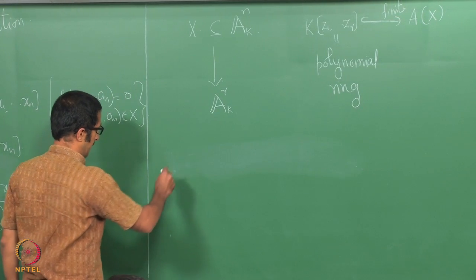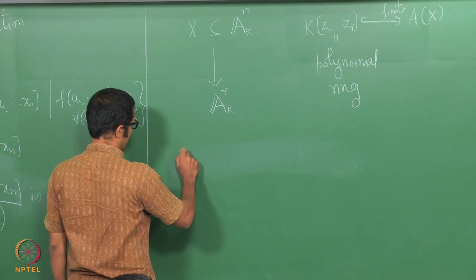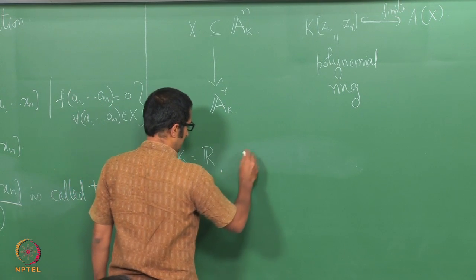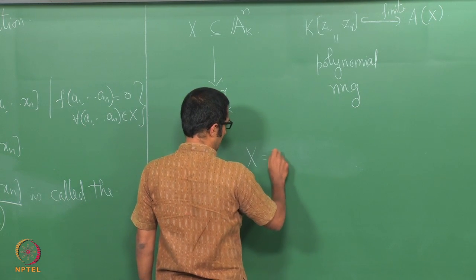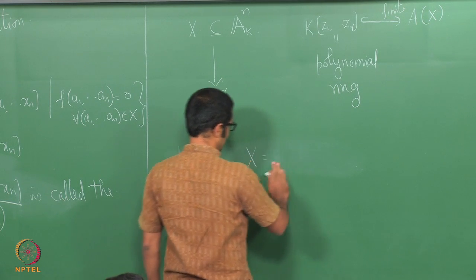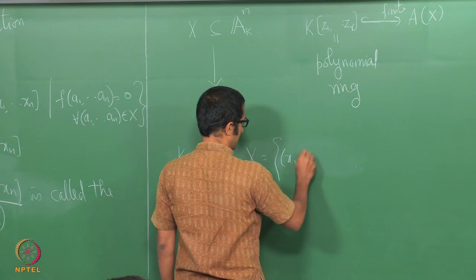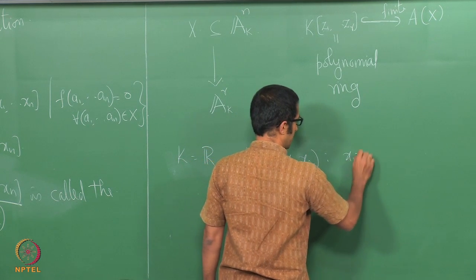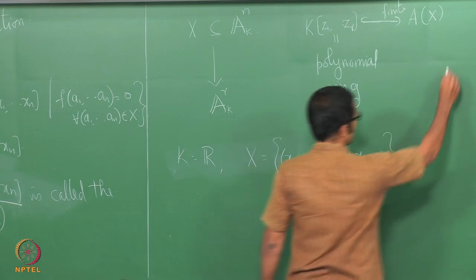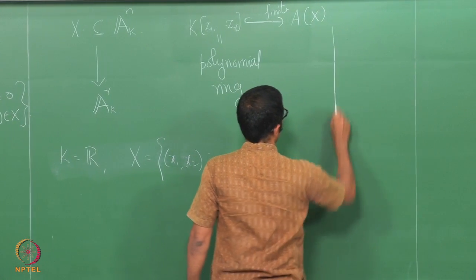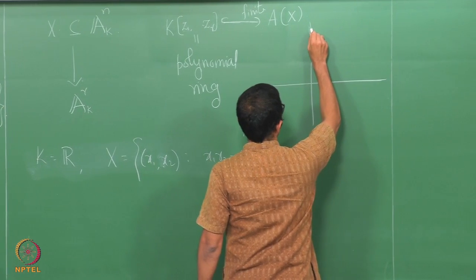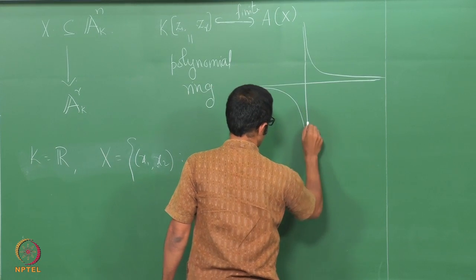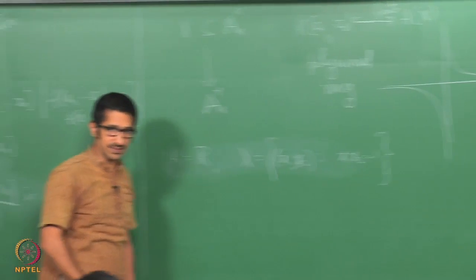For example, let us take K equal to R, and X equal to the zero set of x1 x2 minus 1, so that x1 x2 is 1. It is basically this set.